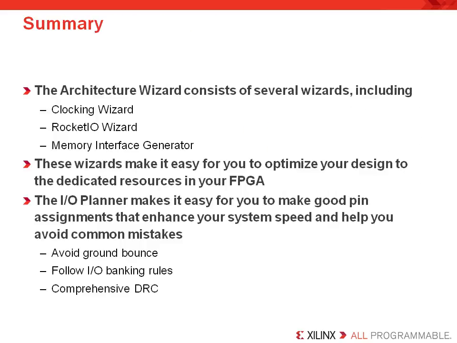In summary, the architecture wizard consists of several wizards, including the clocking wizard, which we've spent a significant amount of time discussing, but also includes support for the gigabit transceivers with the Rocket I/O wizard, as well as the memory interface generator utility for building your custom memory controllers. Now, these wizards make it easy for you to optimize your design to the dedicated resources in the FPGA. We also discussed extensively the I/O planning that you must encounter. The I/O Planner utility makes it easy for you to make good pin assignments that enhance your system speed and help you avoid common mistakes, such as avoiding ground bounce, following the I/O banking rules, as well as the I/O Planner includes a comprehensive DRC check utility.